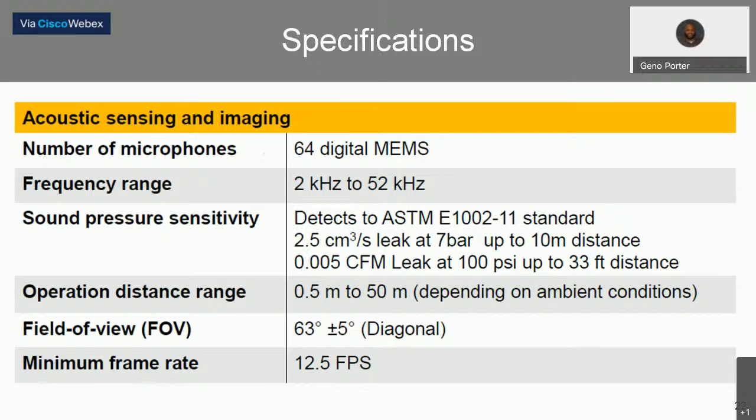The operation distance, this is important, is good from 0.5 meter to 50 meters, and this depends on the ambient conditions. It's going to be based off the available amount of light, the amount of ambient noise in the facility, and some other factors. Based on the ambient conditions, you can get from 0.5 meter up to 50 meters of operation distance, which is pretty significant.